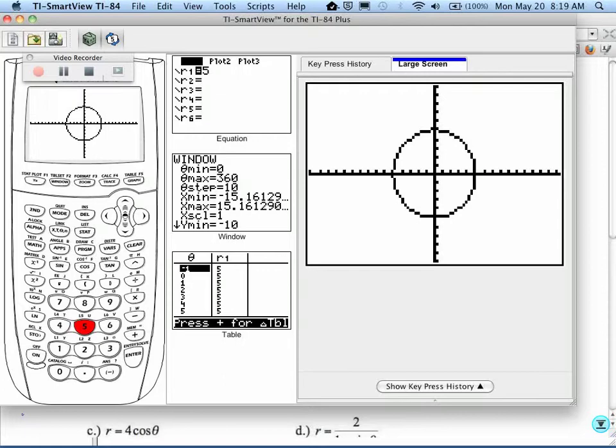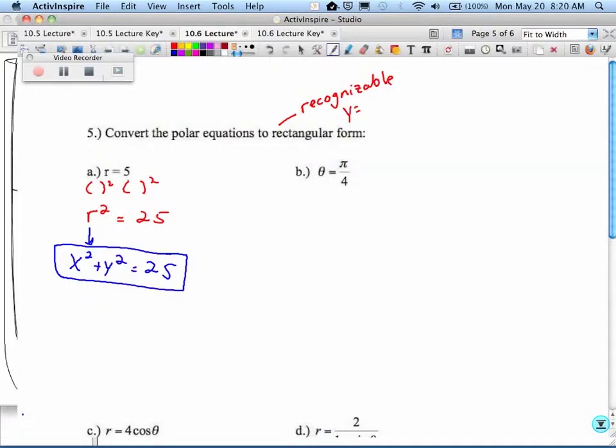Okay. Theta equals pi over 4. There are different ways you can do this, but what can we do with theta equals pi over 4? We want to try and get rid of the theta and introduce x's and y's. We could do the tangent on both sides. So I end up with the tangent of theta is equal to, what's the tangent of pi over 4? Tangent of pi over 4 is 1.